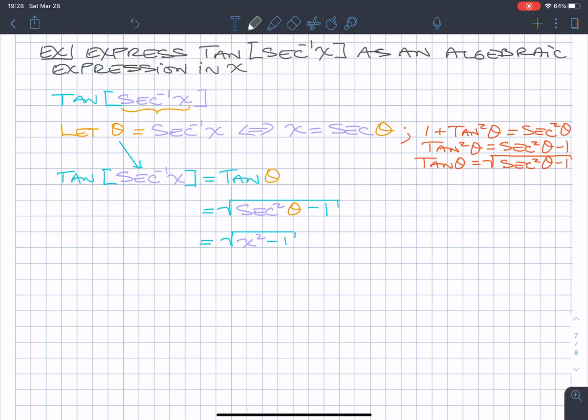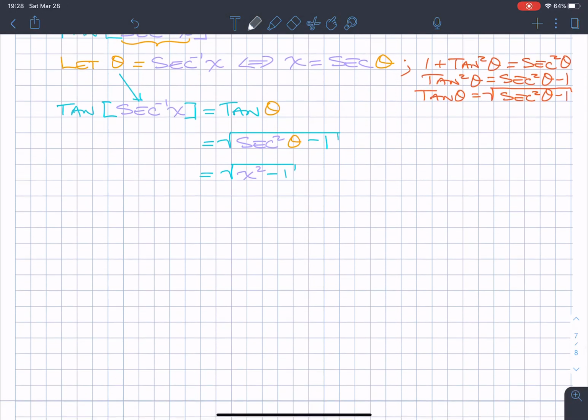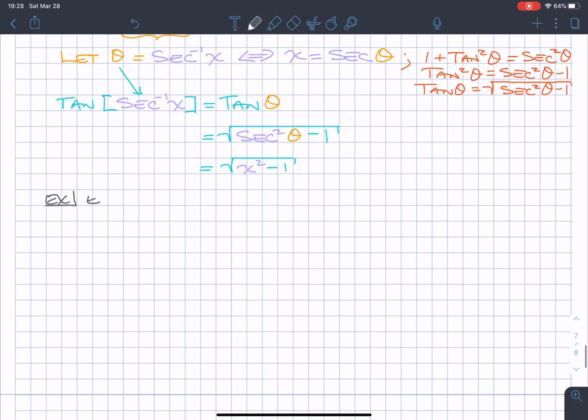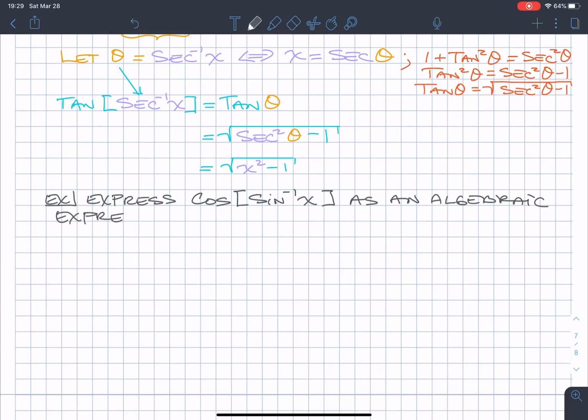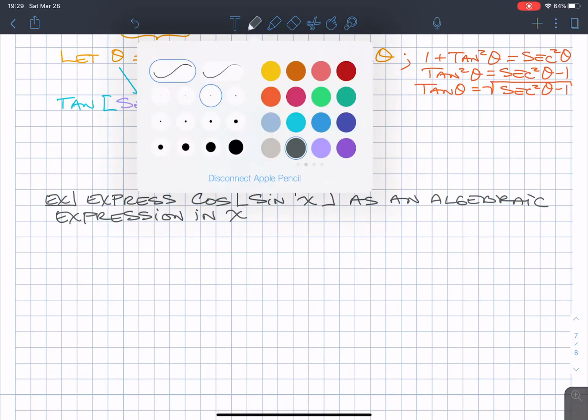Okay, let's do another one. One more for good measure. So for example, let's express cosine of sine inverse of x as an algebraic expression in x. Okay, same color code.